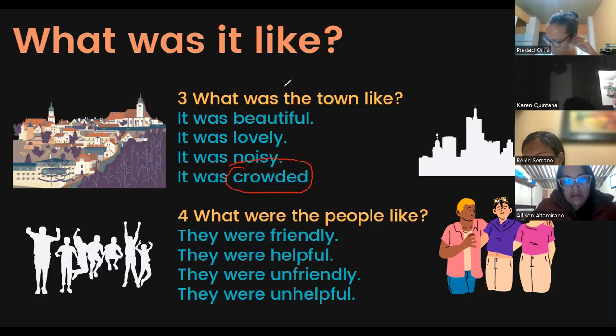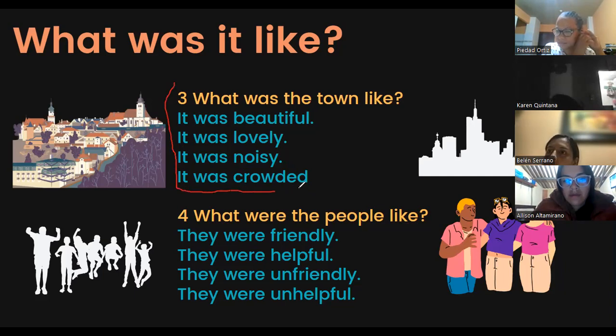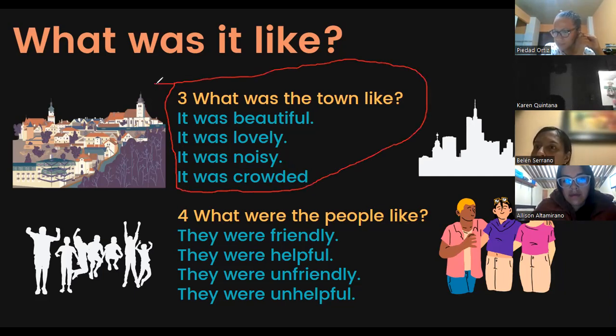So, about Guayaquil, do you think Guayaquil is crowded? Yes. What about Cuenca? Do you think Cuenca is crowded? A little, yeah. We can say that it is a little bit crowded, okay? Belen, can you please read again question number 3 and the possible answers?